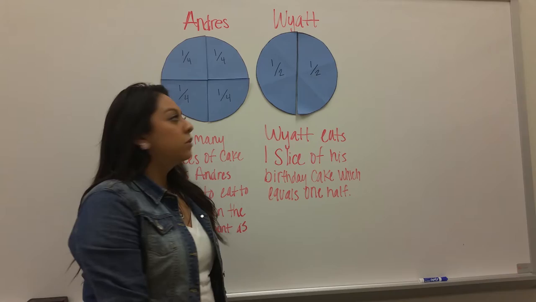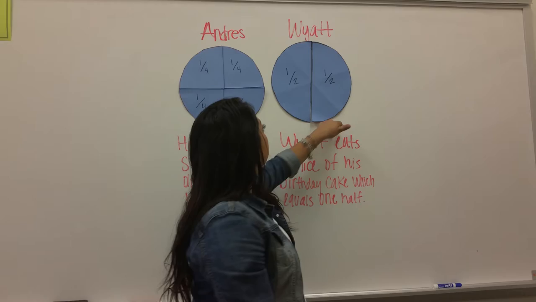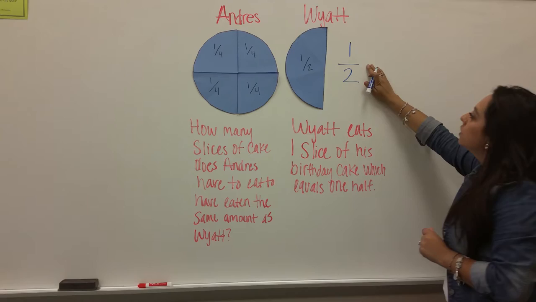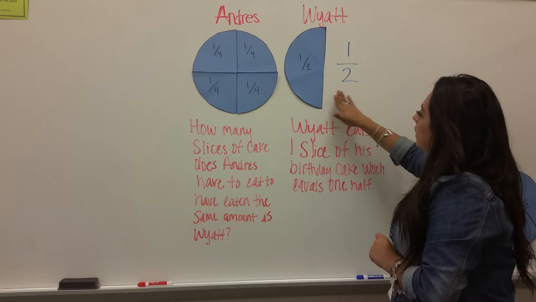For another example, we have Wyatt and we have Andres. It's Wyatt's birthday, and he decides he's going to have one slice of his birthday cake, which equals one half. So when Wyatt eats his one slice of cake, his slice is equal to one half. So his fraction is 1/2. How many slices of cake does Andres have to have eaten the same amount as Wyatt?